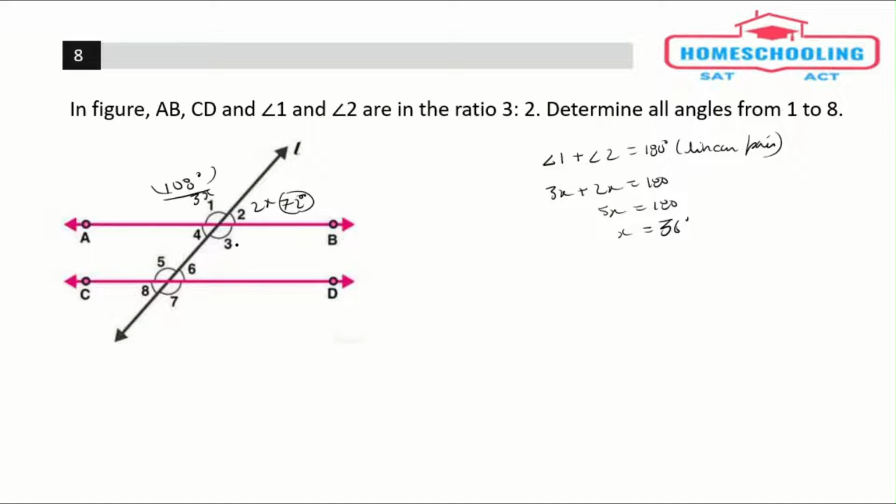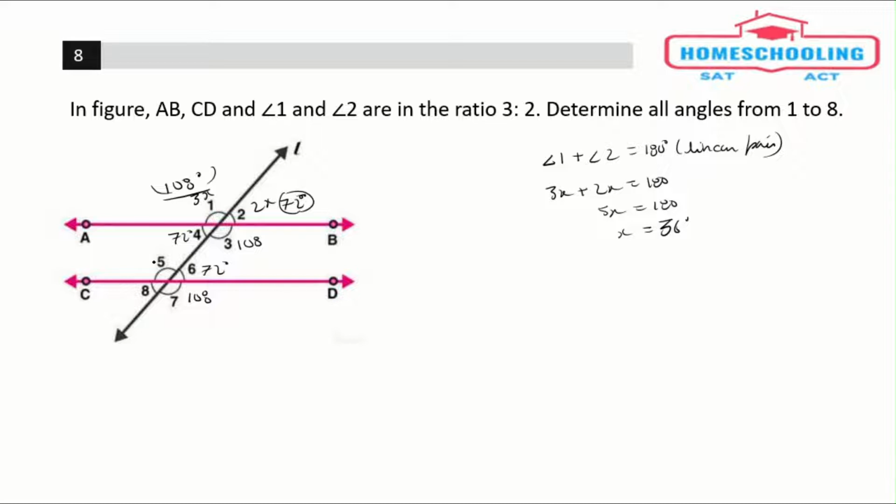So angle 3 is vertically opposite, so this would be 108, the vertically opposite angle. Then angle 4 and angle 2 are vertically opposite angles. Now angle 2 and angle 6 are corresponding angles, so this would be 72. Angle 3 and angle 7 are corresponding angles, so this is also 108.